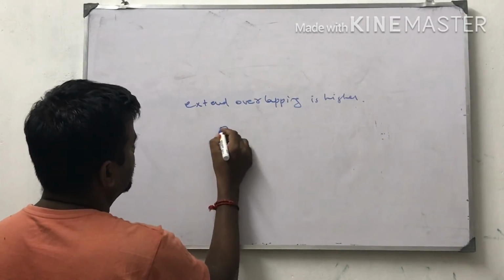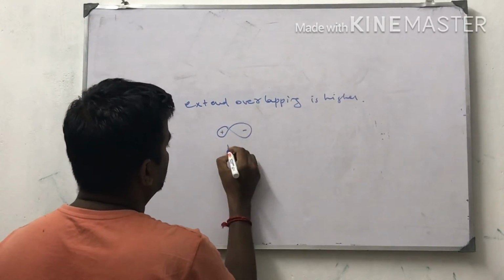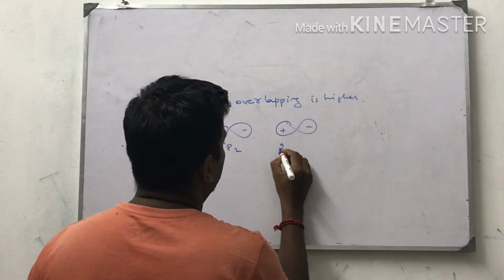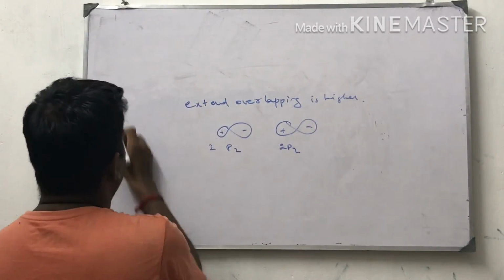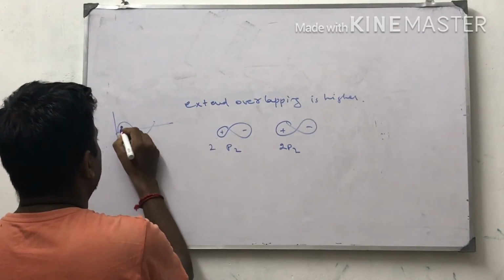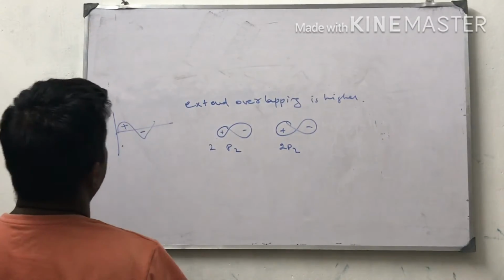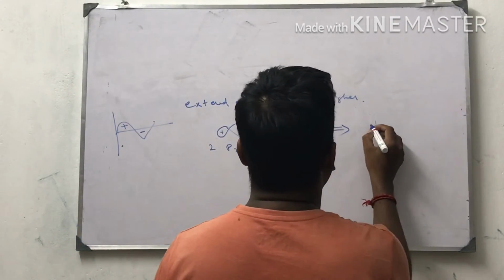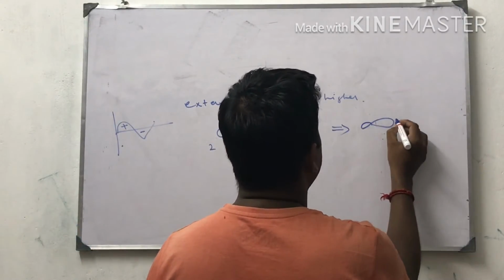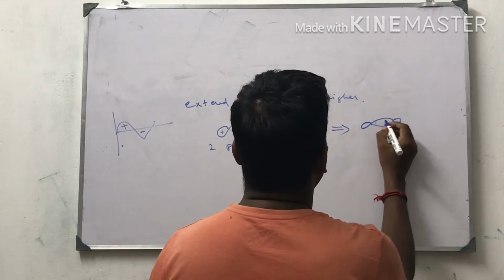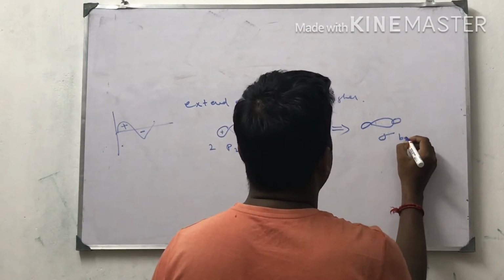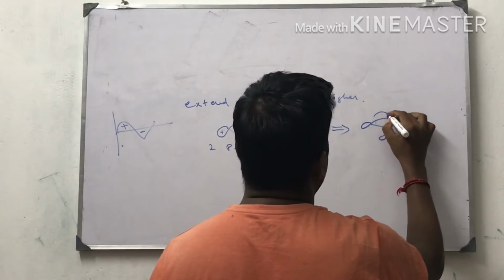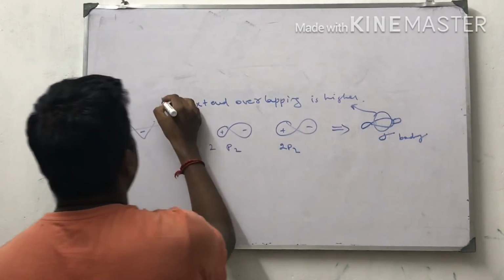Suppose I am drawing like this: plus minus pz to pz. There are also plus and minus. Plus is crest, and minus is trough. Crest and trough, like an electron moves like a wave. So we have end-to-end overlapping like this. This is called sigma bond. Sigma bonding, end-to-end overlapping. This extent of overlapping is maximum. This is the first point.